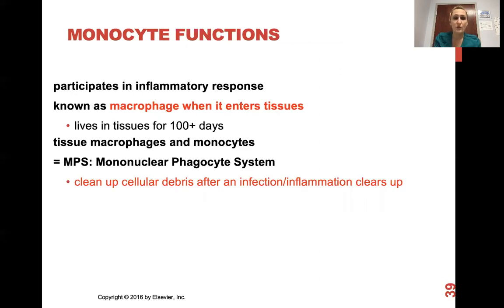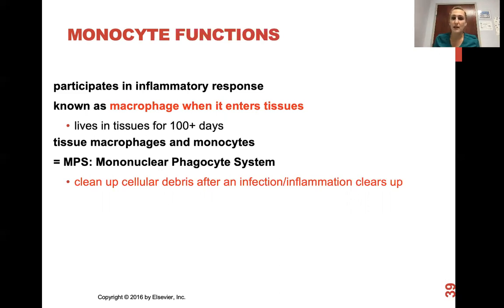Monocyte functions that you need to know: it participates in an inflammatory response. It goes pretty much straight into the tissues. It's still made in the bone marrow like all the cells are, but then it goes into the tissues where it lives for over 100 days. Once it leaves the peripheral bloodstream, it's called a macrophage. It's no longer called a monocyte, it is now a tissue macrophage. Monocytes and macrophages together are called the MPS, the mononuclear phagocyte system. They're basically the finishing crew.